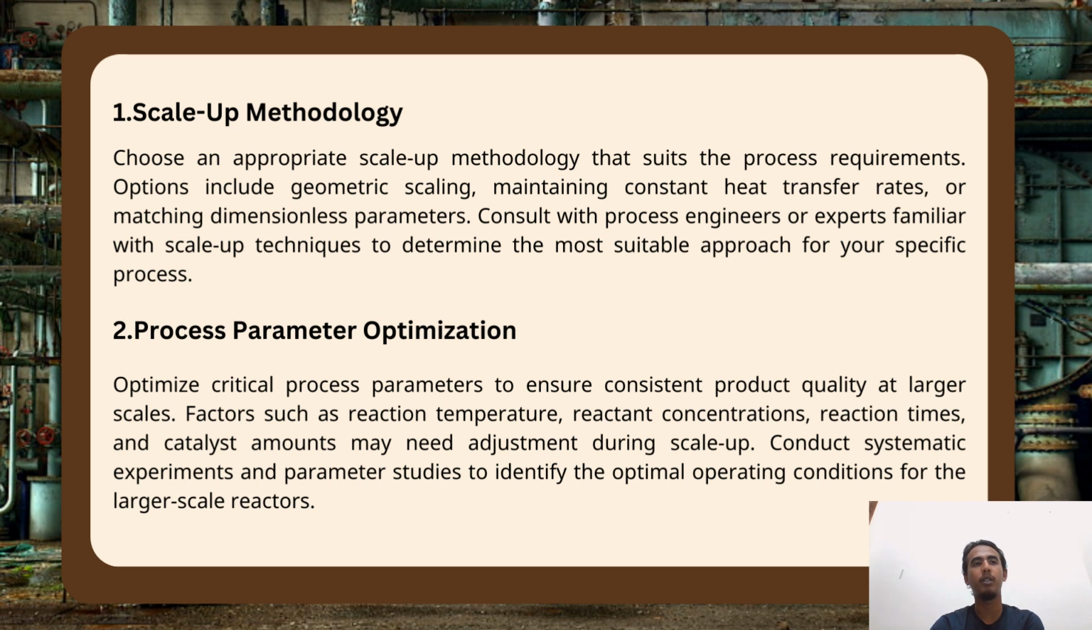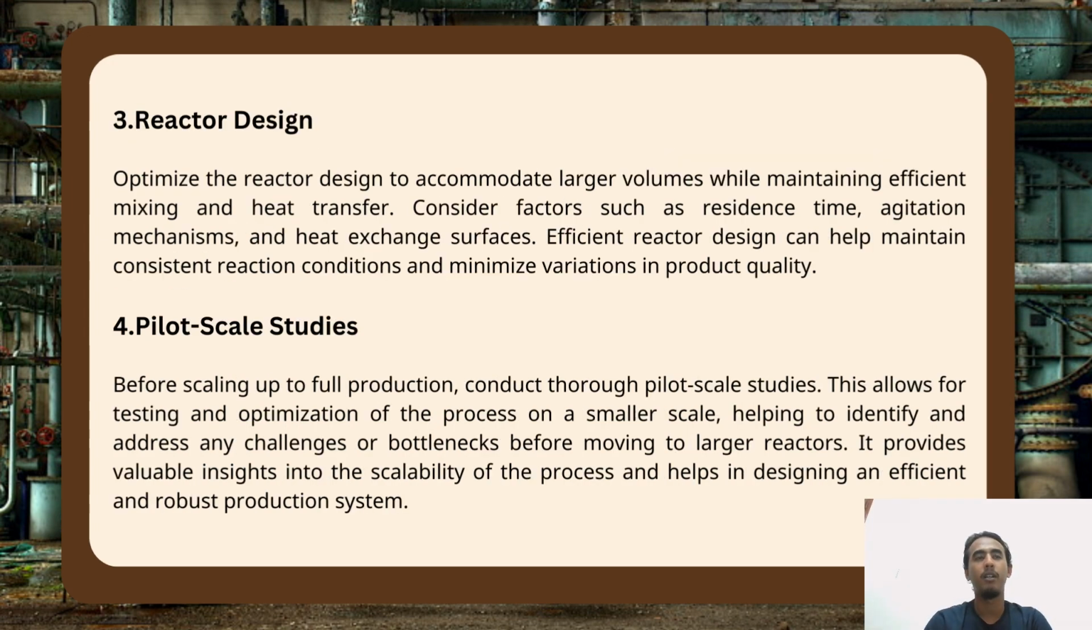Second is process parameter optimization. Optimize critical process parameters that ensure consistent product quality at larger scale. Factors like reaction temperature, reactant concentration, reaction time, and catalyst amount may need adjustment during the scale-up. The reactor design also must be optimized to accommodate larger volumes while maintaining efficient mixing and heat transfer. Efficient reactor design can help maintain consistent reaction conditions and minimize variation in product quality.